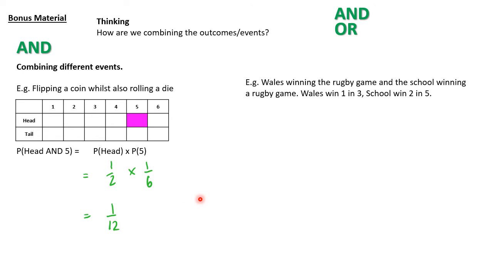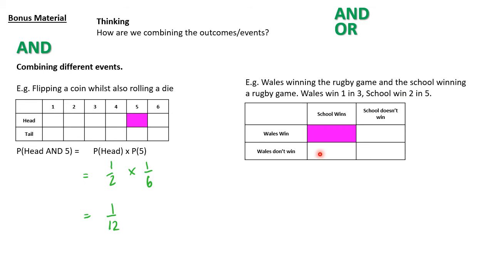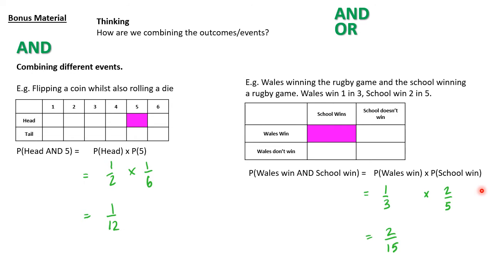Let's look at a different situation. We've got Wales playing a game of rugby and the school playing a game of rugby. The probability that Wales win is 1 in 3, and the probability the school wins is 2 in 5. I'll put those in a table. My question is, what's the probability that Wales win and the school wins? The probability that Wales win needs to be multiplied by the probability that the school wins. So that's a third times 2/5, which gives me 2/15. That's the and rule: one thing and another, and we multiply them together.